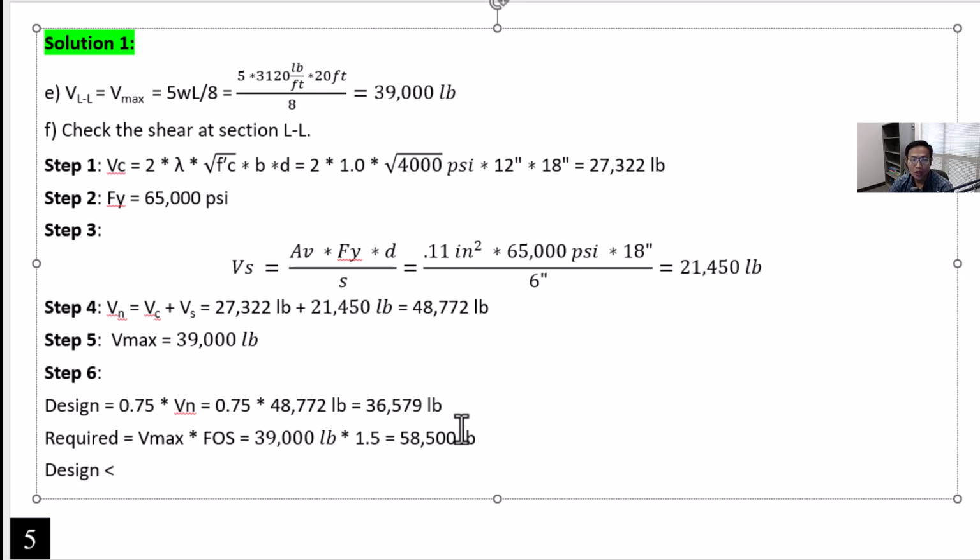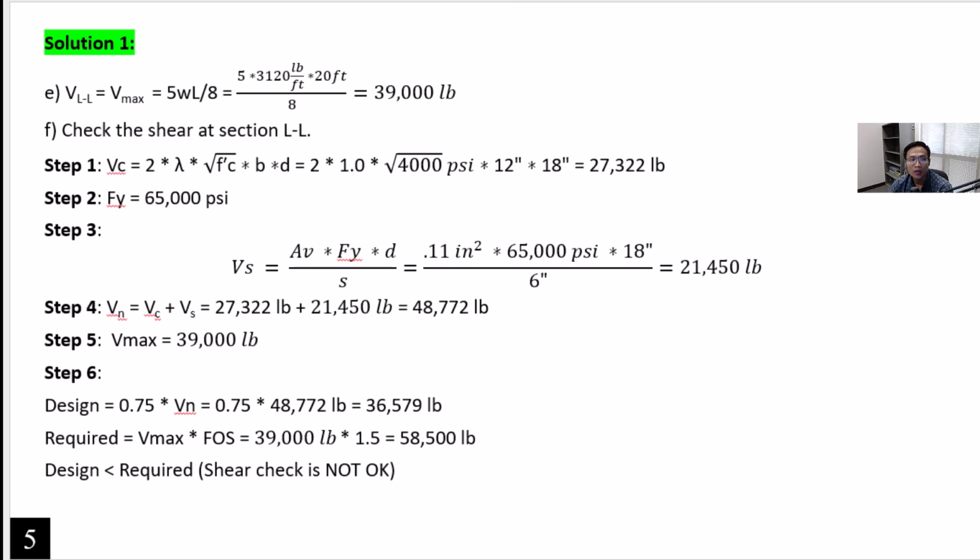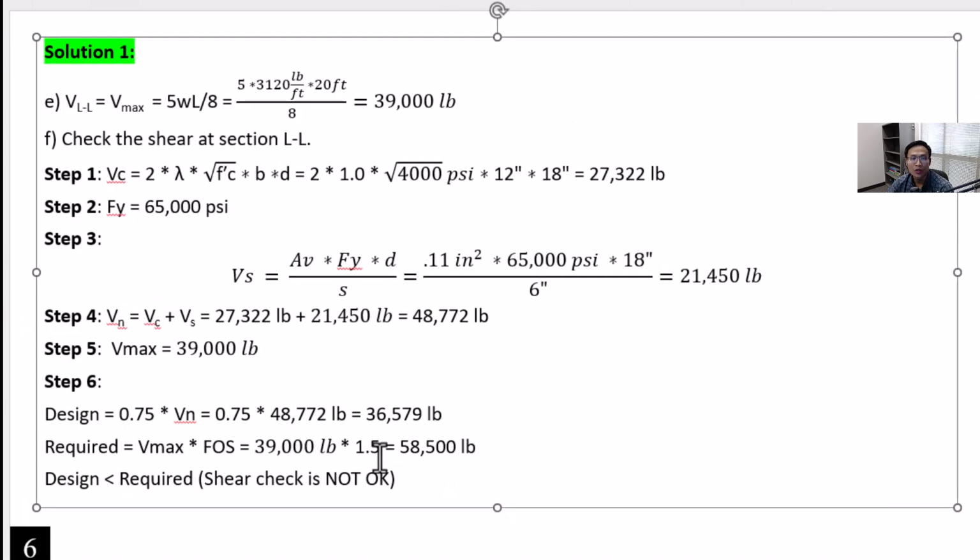So we have the design is smaller than the required over here. Which means that the shear check is not okay. So this one will fail. Okay. So how can we improve that one? If the shear check is not okay, what can we do to improve the situation?